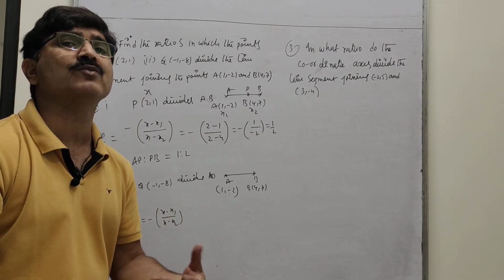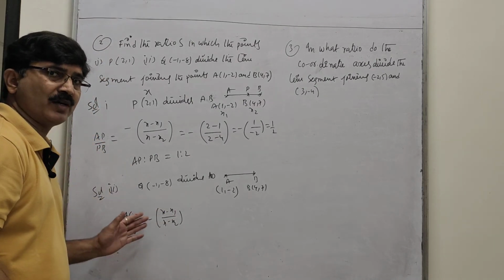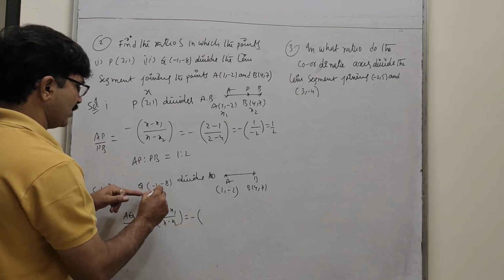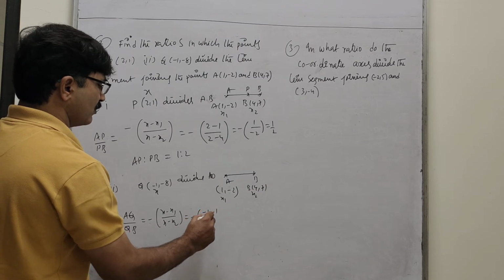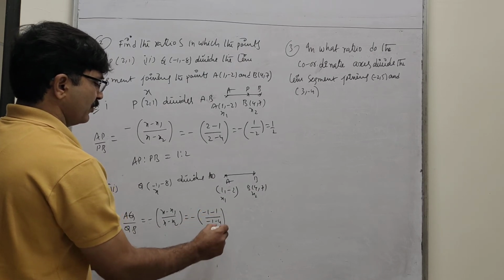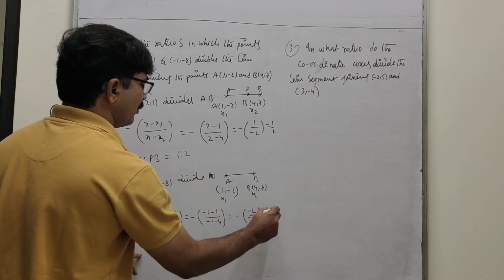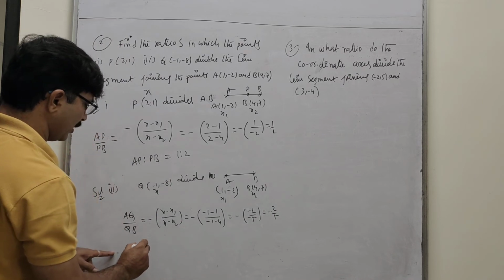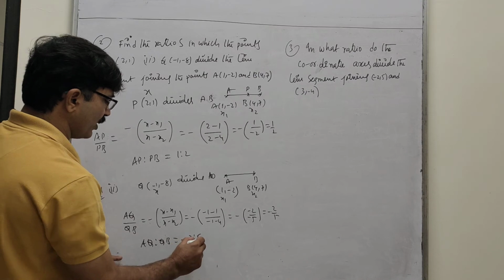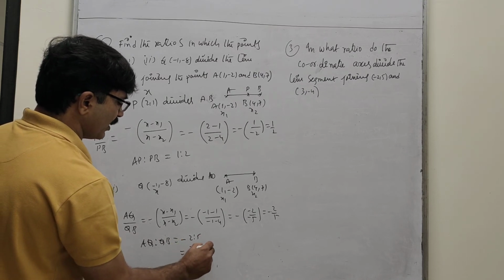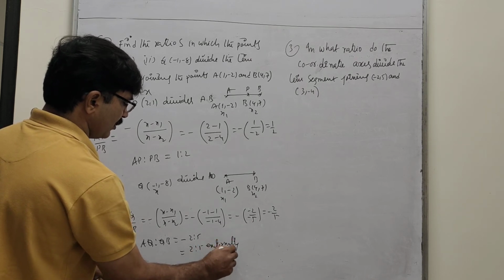If you are interested, you can use the y terms, minus of (y - y1) by (y - y2). Same answer you will get. So minus of x is this, x1 is this, x2 is this one. So minus of (-1 - 1) by (-1 - 4). You are getting minus of minus 2 by minus 5, that is minus 2 by 5. As I said to you, AQ is to QB is equal to minus 2 is to 5, or you can say 2 is to 5 externally.